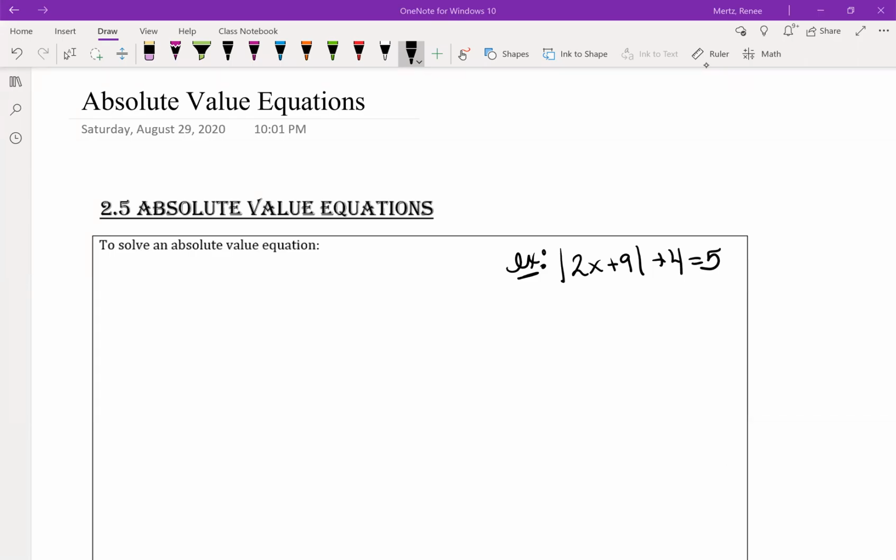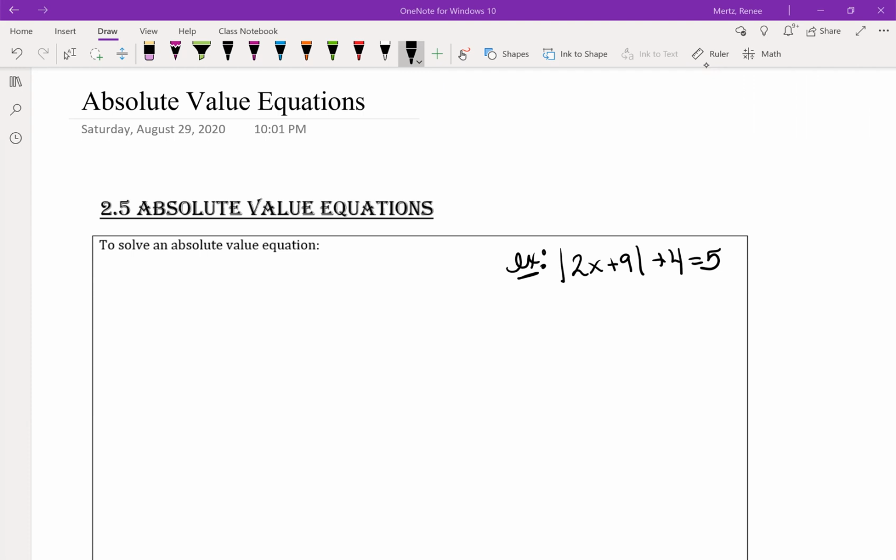Hi guys, today we're going to be solving absolute value equations. So these are really going to be new to us, and we have to think about properties of absolute values to do them. So what do you think our first move is going to be if that is our example? The absolute value of 2x plus 9 plus 4 equals 5.